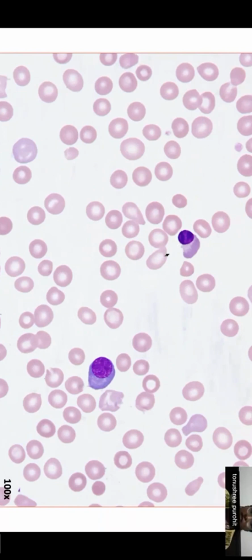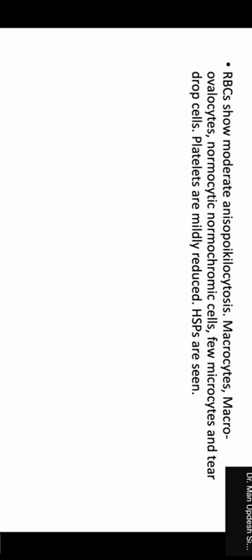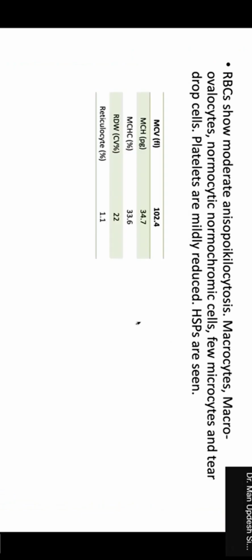Megaloblasts. Right. Yes. So occasional nucleated RBCs, although reticulocytosis is usually low in a frank megaloblastic patient. Till the time the patient has started treatment, the reticulocytes are usually low. You might see circulating NRBCs at times. Yes, sir. Right. So in this patient, there is moderate anisopoikilocytosis, macrocytes, macro-ovalocytes. The platelets are mildly reduced, and you see hypersegmented polymorphs.